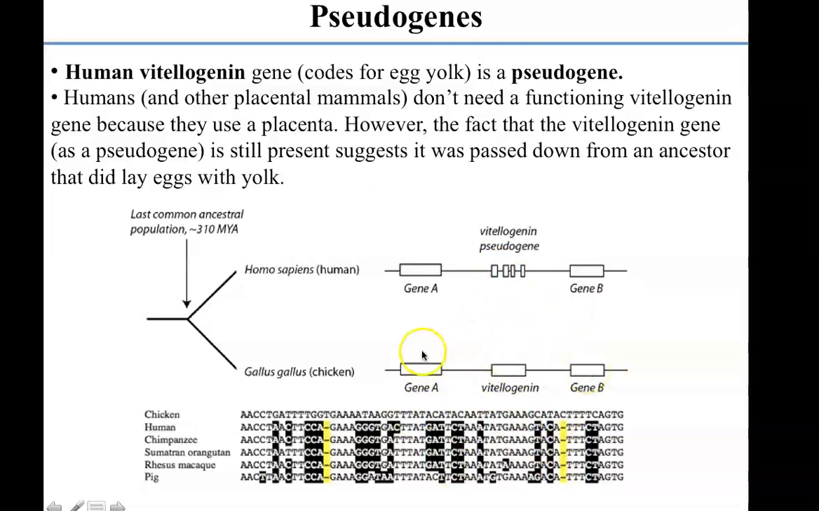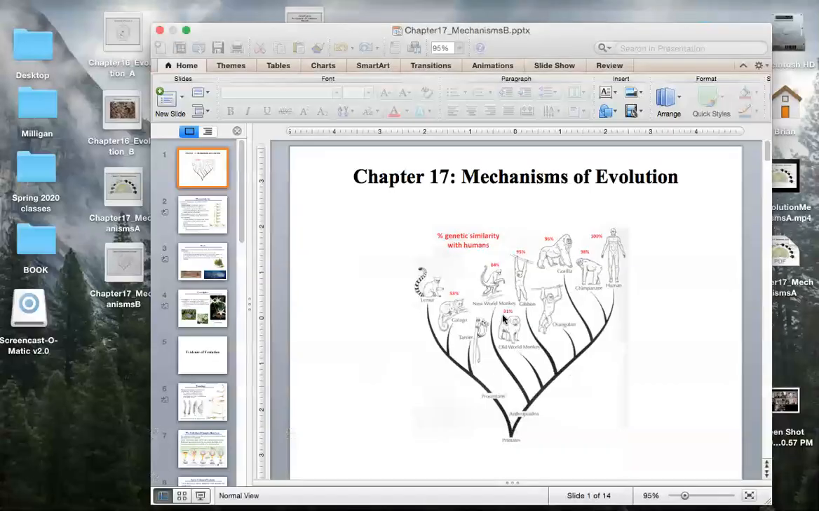So again, chickens are thought to have inherited gene A, the vitellogenin gene, and gene B, whereas placental mammals inherited those three, but the vitellogenin gene got broken somewhere along the way. So again, lots of different ways that scientists look for ancestry and similarities between humans under the paradigm of evolution. All right, that's part B.